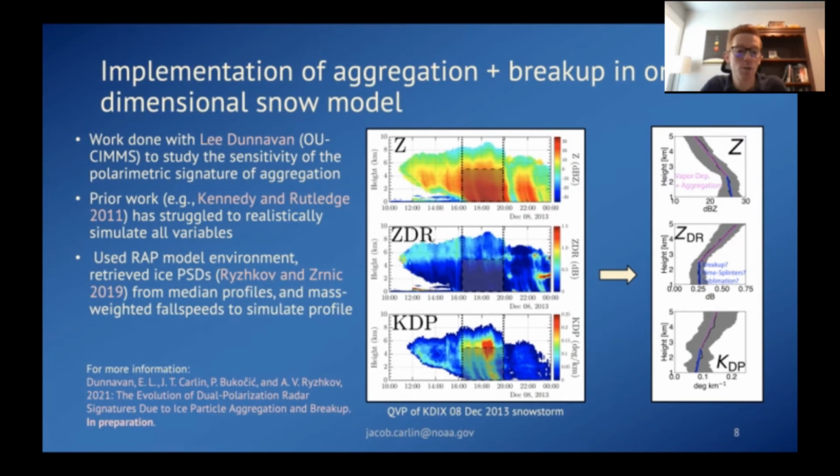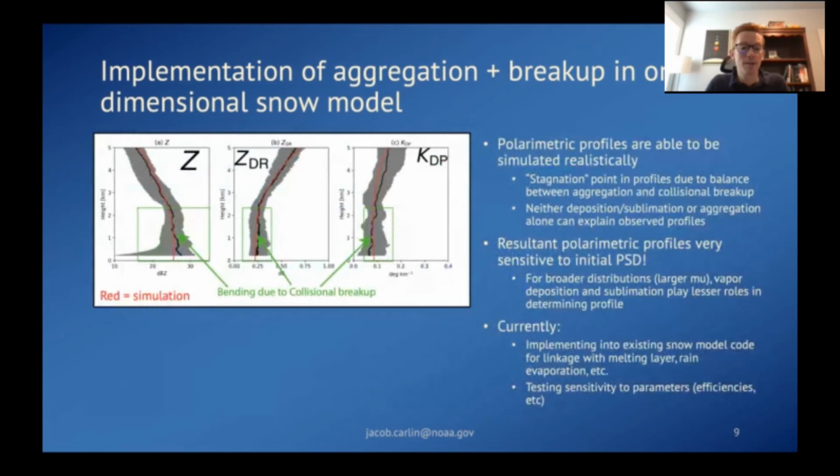So again, similar to the results I've already shown, we initialized the model environment from the RAP model, retrieved the ice particle size distributions from the observed polarimetric data, and then advected them downward using a mass-weighted fall speed and simulated the polarimetric variables. So I'll really just cut to the chase and summarize the main results here. Overall, we are able to realistically simulate all three variables, Z, ZDR, and KDP.